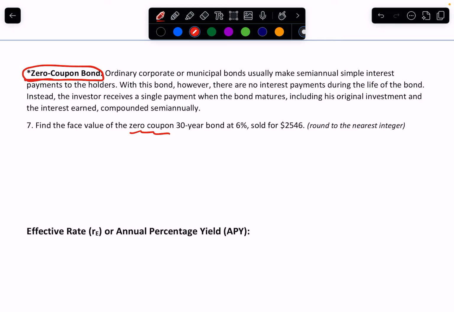With this bond, however, there are no interest payments during the life of the bond. Instead, the investor receives a single payment when the bond matures, including his original investment, the interest earned, and compounded semi-annually. So it's asking to find the face value of the zero coupon 30-year bond at 6% sold for $2,546.